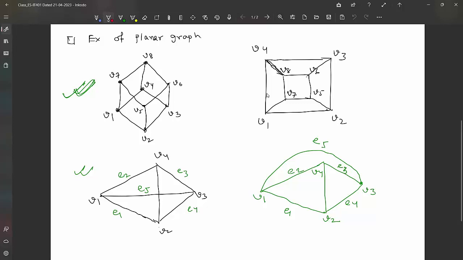Always it is possible. In this graph you can see 1, 2, 3, 4, 5, 6, 7, 8 and 9, 10, 11, 12 edges. So there may be anything. It may be planar or maybe non-planar. That we have to check.